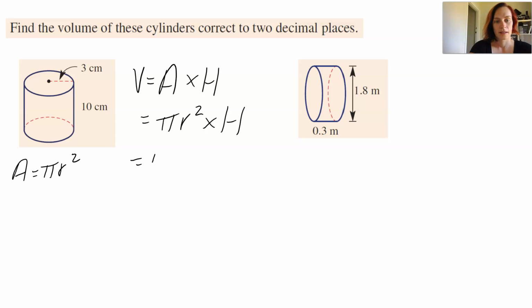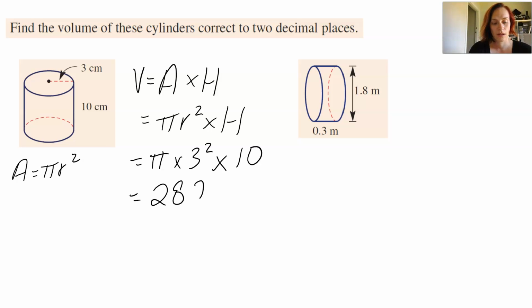We know that pi doesn't change, so pi times our radius, which is equal to 3 squared, multiplied by our height of our 3D shape, which is 10 centimeters. When we calculate all of that out, we get 282.74. We are working in centimeters, so the answer would be in cubic centimeters, remembering that this says to 2 decimal places.